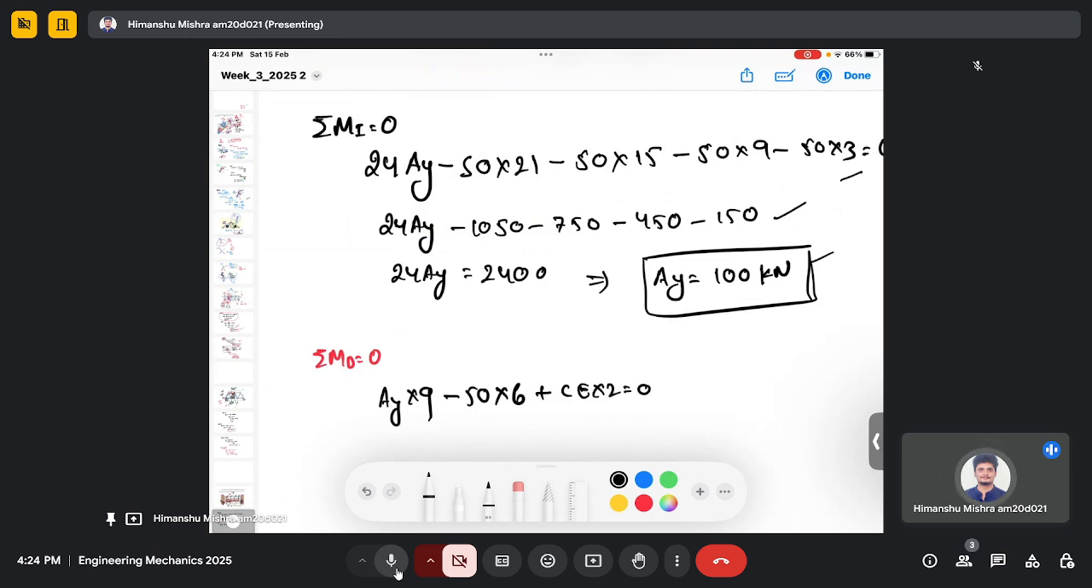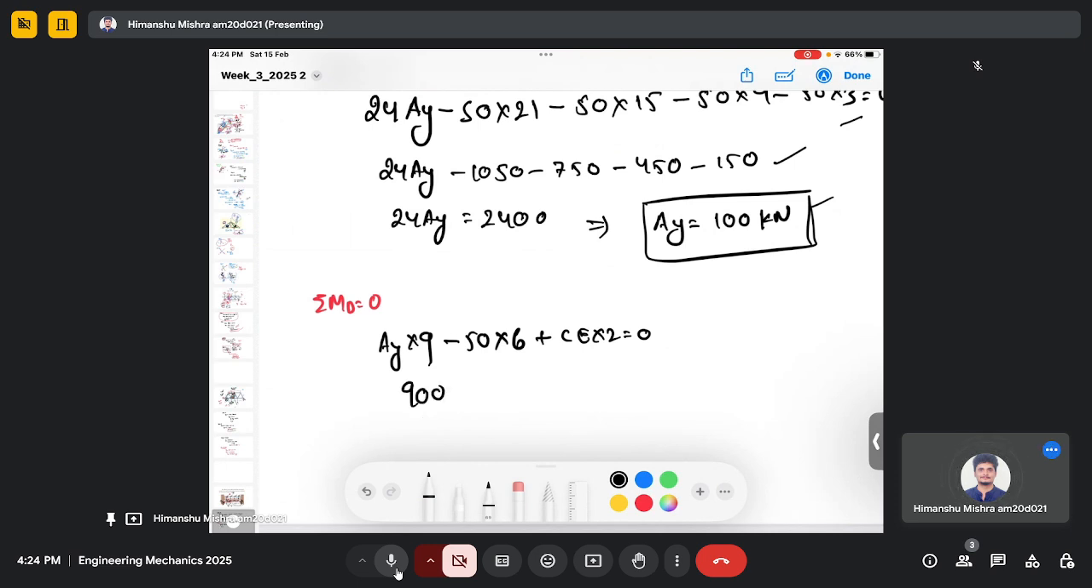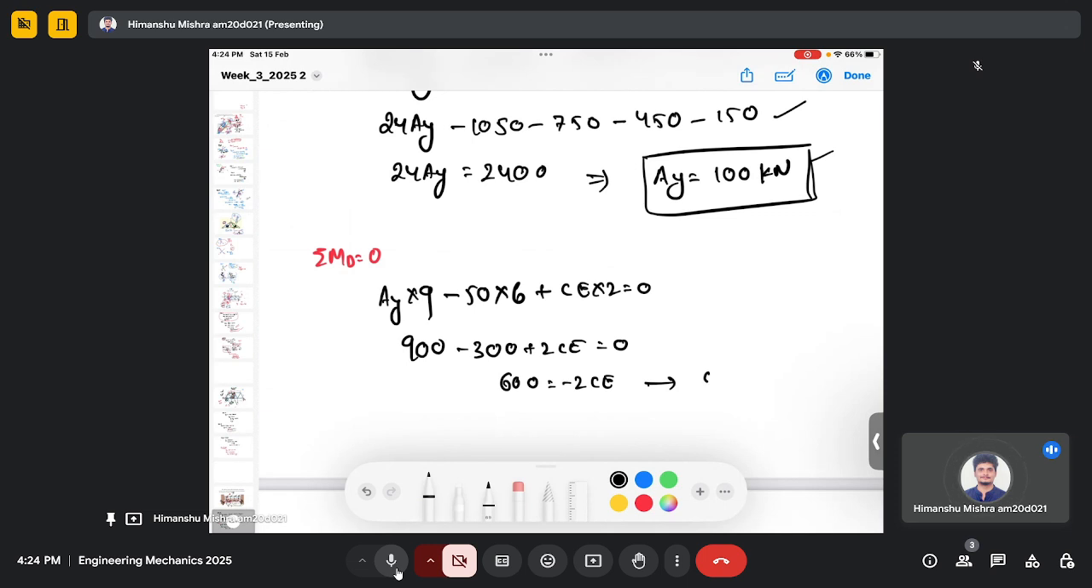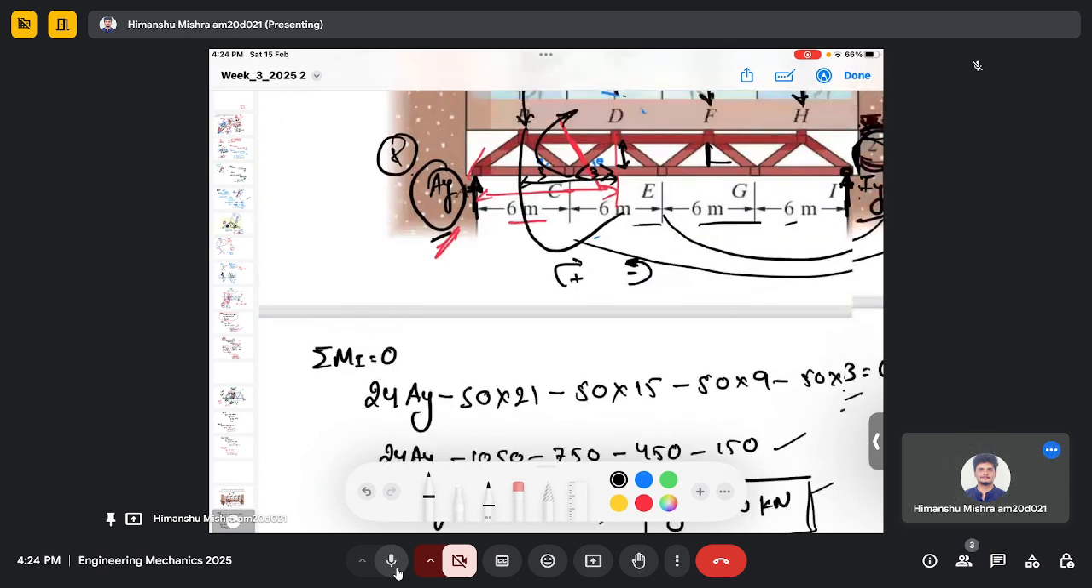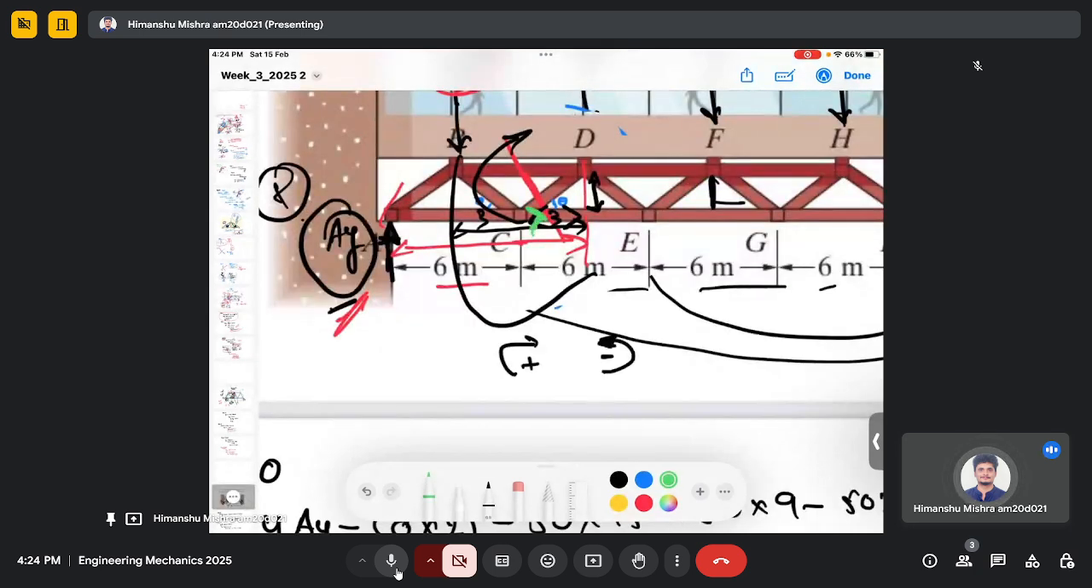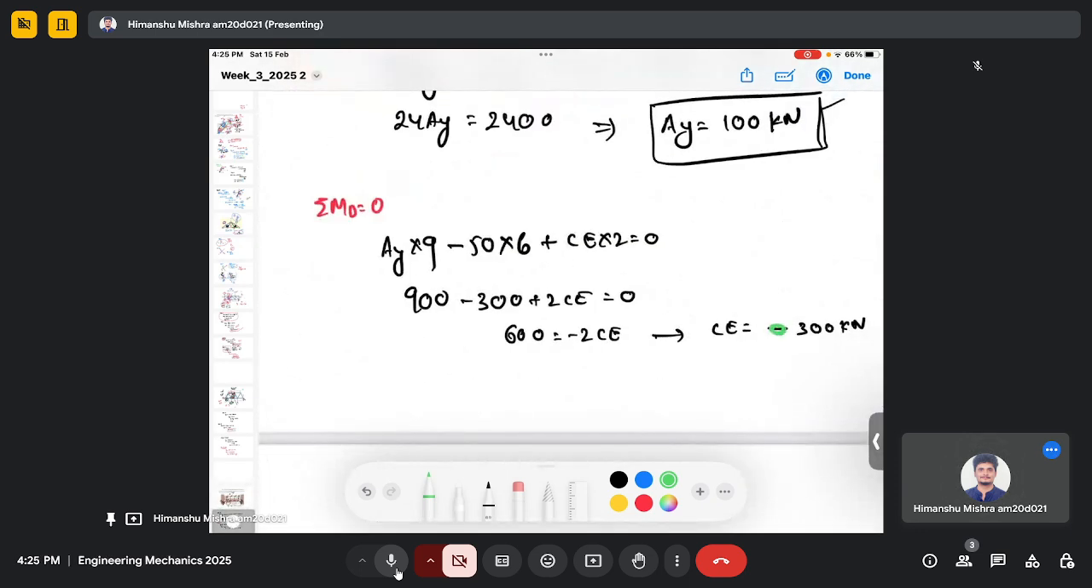Equals 0. AY we know is 100, so it is 900 minus 300 plus 2CE equals 0. So this is 600 minus 2CE. This will give CE as minus 300 kilonewton. So we have to change the direction. We assumed it like this, so it should be away from the joint C. So it is tensile.